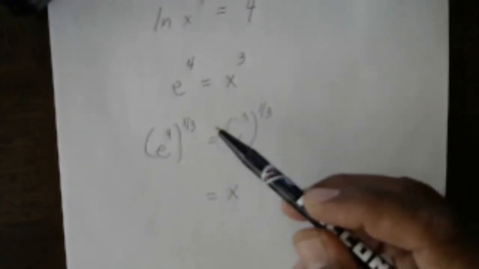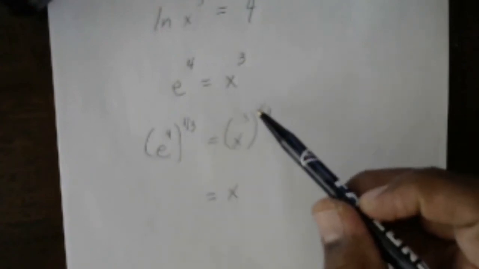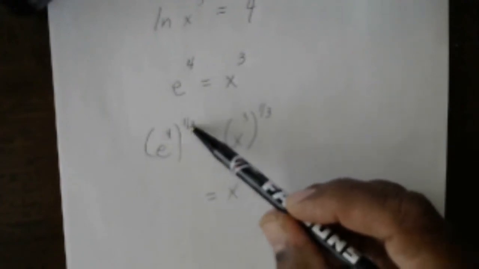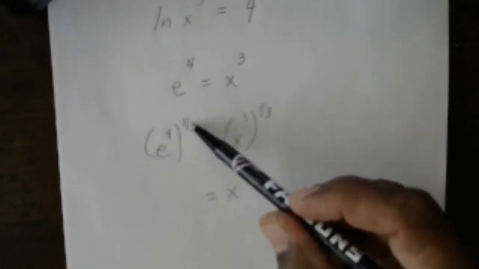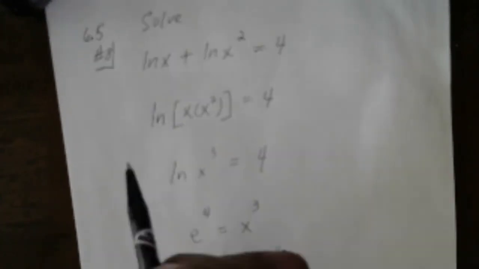Whatever you do to one side, you must do the exact same thing to the other side. So if I raise one side to the 1/3 power, I must raise the other side to the 1/3 power. And here again, if I were to simplify, I would multiply. So 4 times a third is 4/3. So we have e to the 4/3 is equal to x. And this is actually number 8. I'll show that in a second. The system seems slow when I go from my document camera to the actual application screen.